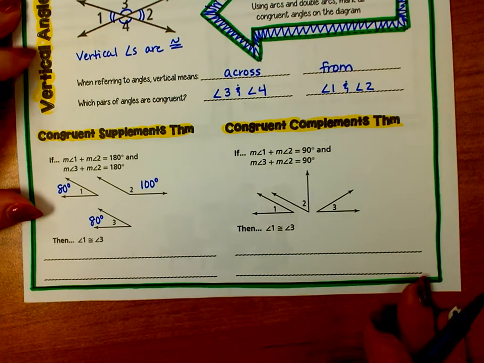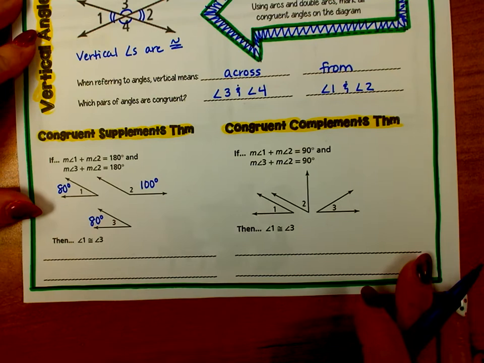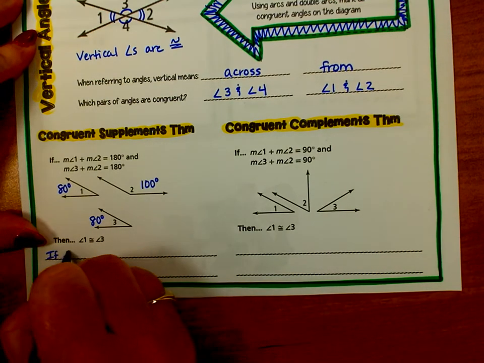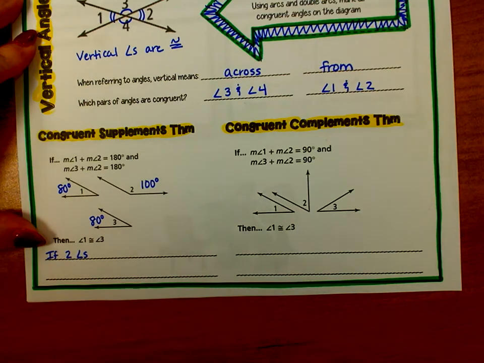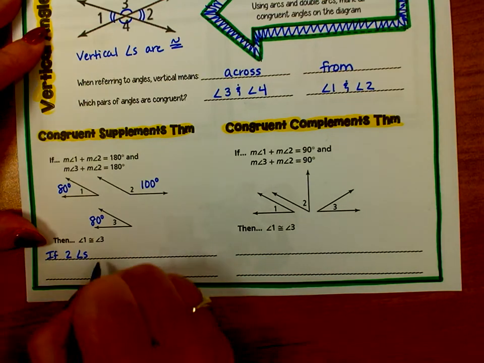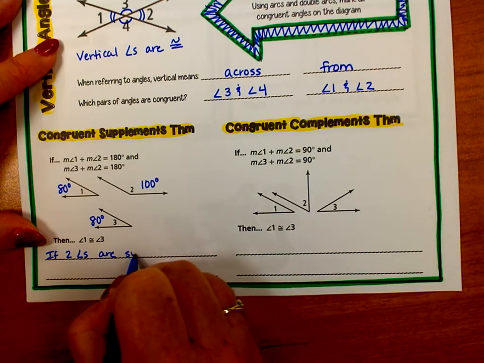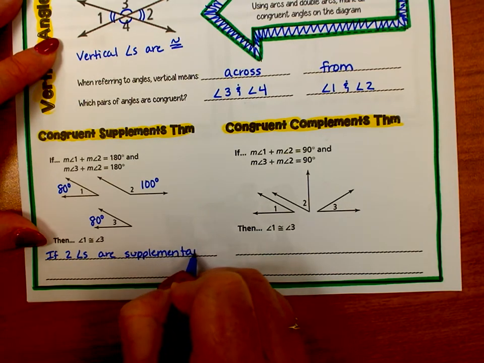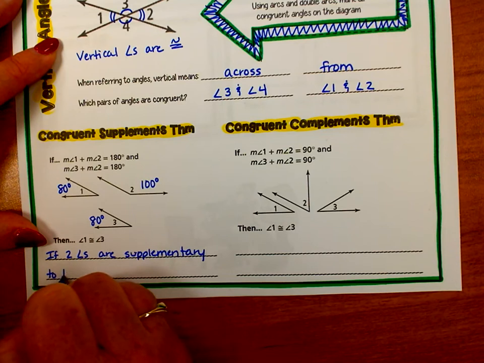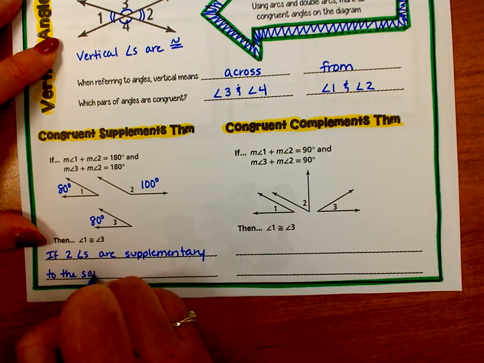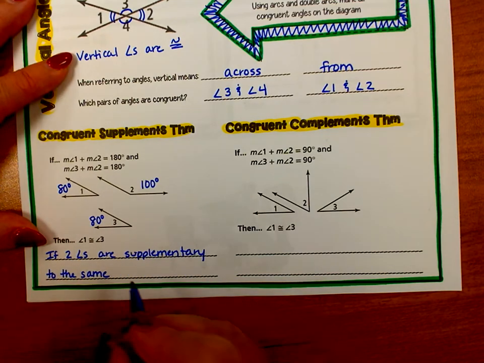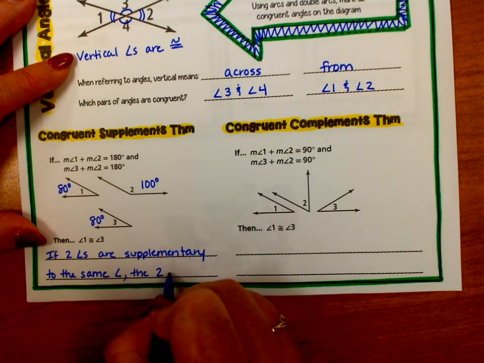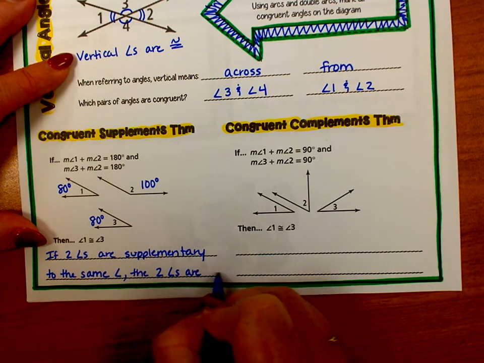So if we write out the congruent supplements theorem, then it's going to sound like this. If two angles are supplementary to the same angle, the two angles are congruent.